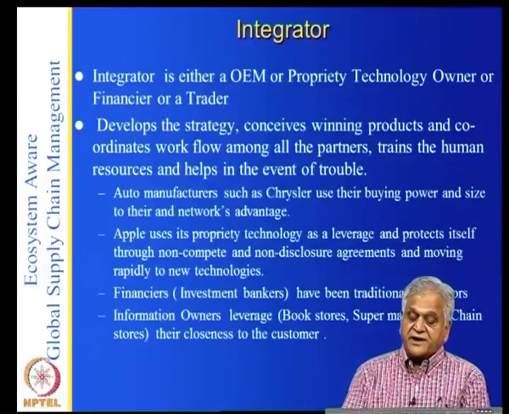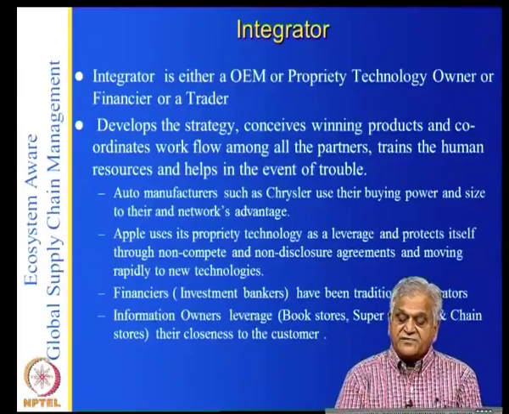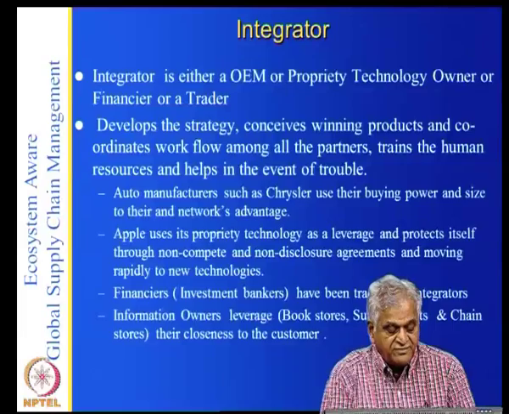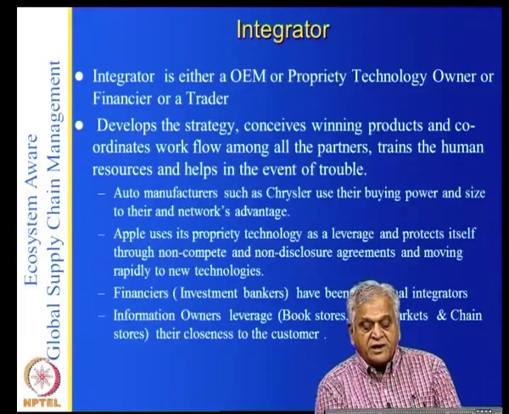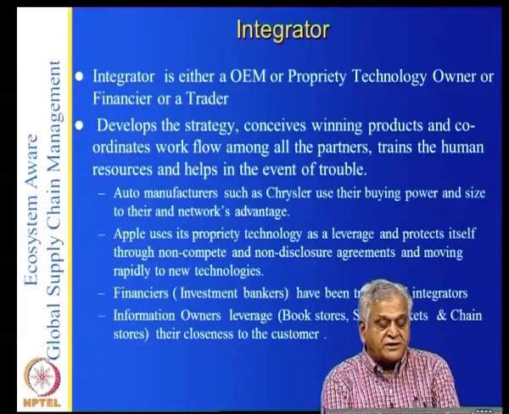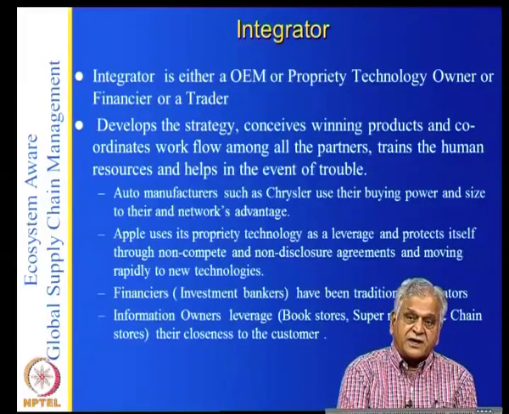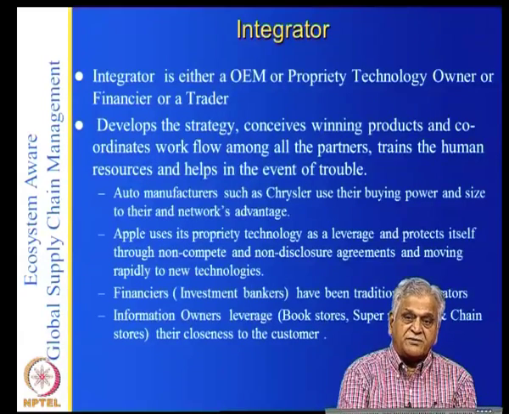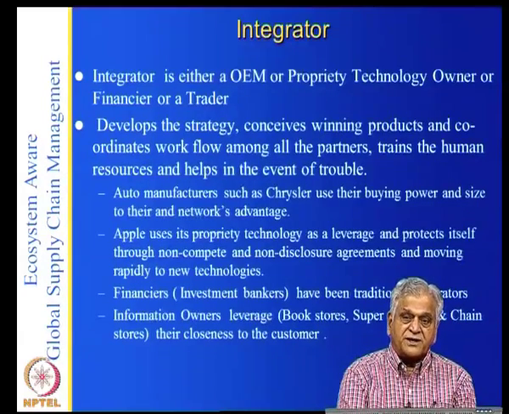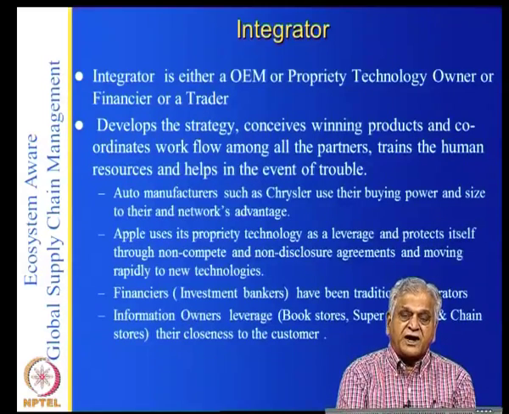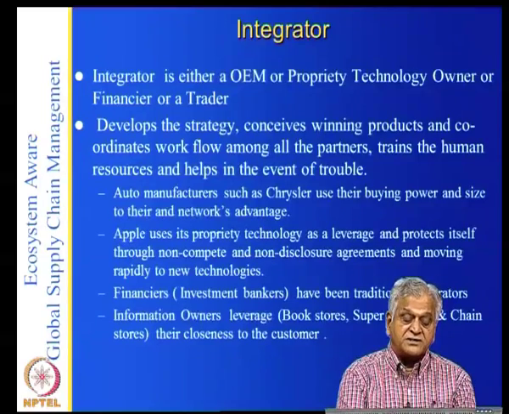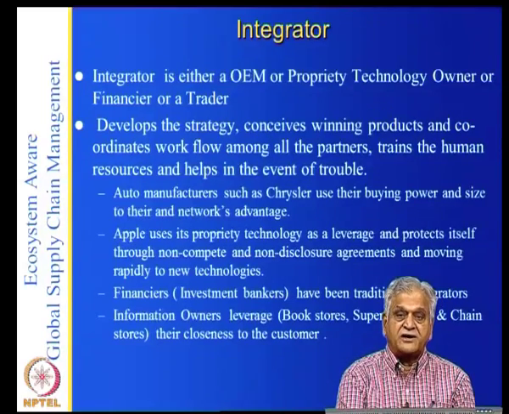Apple uses proprietary technology as leverage and protects itself through non-compete or non-disclosure agreements and by moving rapidly to new technologies. When you are assigning or outsourcing something, giving it to somebody, there is a possibility of somebody stealing your intellectual property. How do you protect yourself? One of the ways is to rapidly change these properties. Apple moves from one product to another quite rapidly before somebody else imitates it.